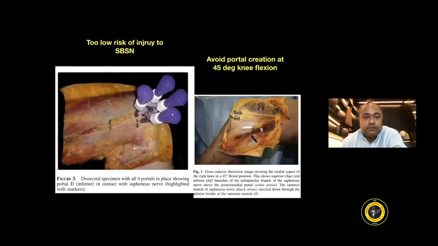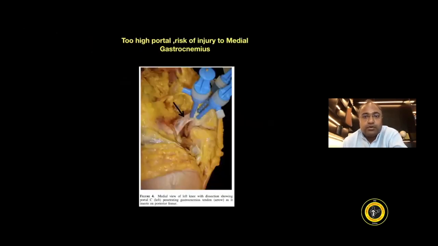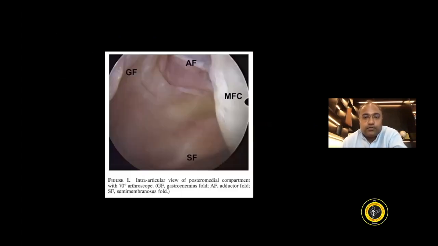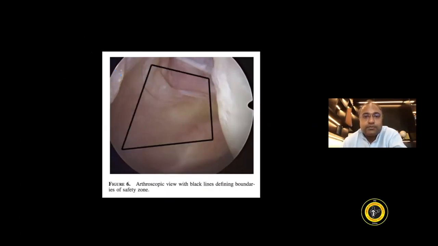So if you create a portal that is too low, you risk injuring the saphenous nerve. If you create a portal that is too high, you risk injuring the medial head of the gastroc. So if you look at this triangle, typically from the Gilchrist view, when you enter into the posteromedial corner, you will see the gastroc fold, you will see the adductor fold, you will see the medial femoral condyle on one side and the semimembranosus fold. Now this, for example, is the right knee, and the triangle that forms between these folds, if you are within this triangle, you can be rest assured that you are unlikely to damage the nerve or any other important structures.